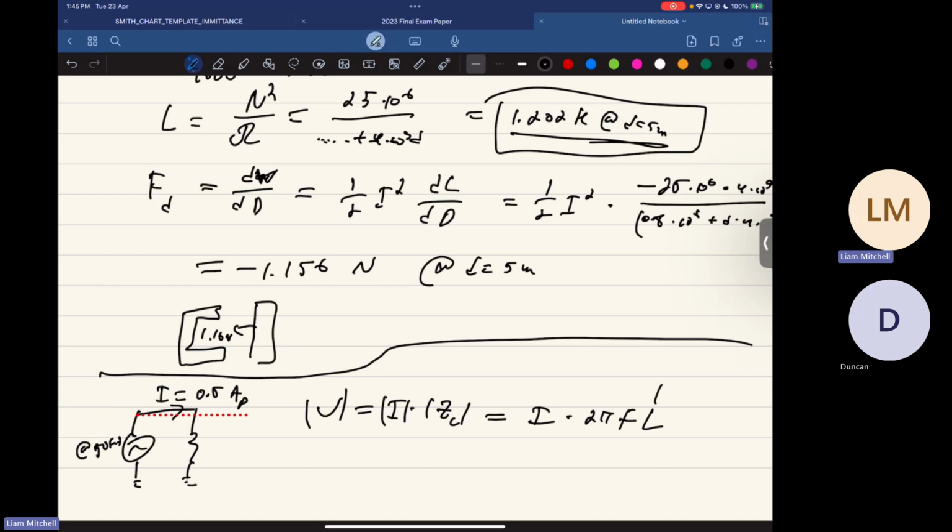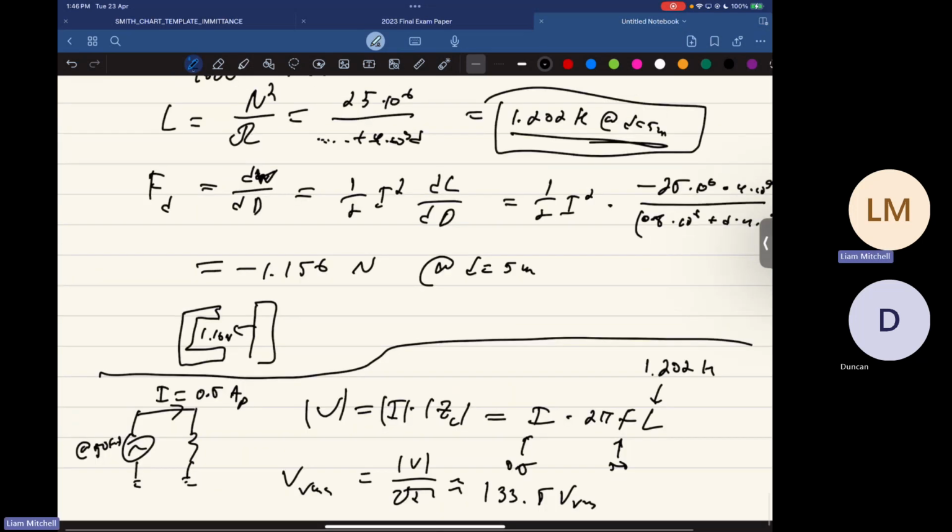And this is 1.202 Henry, this is 50 Hz, this is 0.5. So the magnitude of V. Actually, I want VRMS. We ask for VRMS, which is just the magnitude of V over root 2, which is roughly 133.5 volts RMS. Okay.